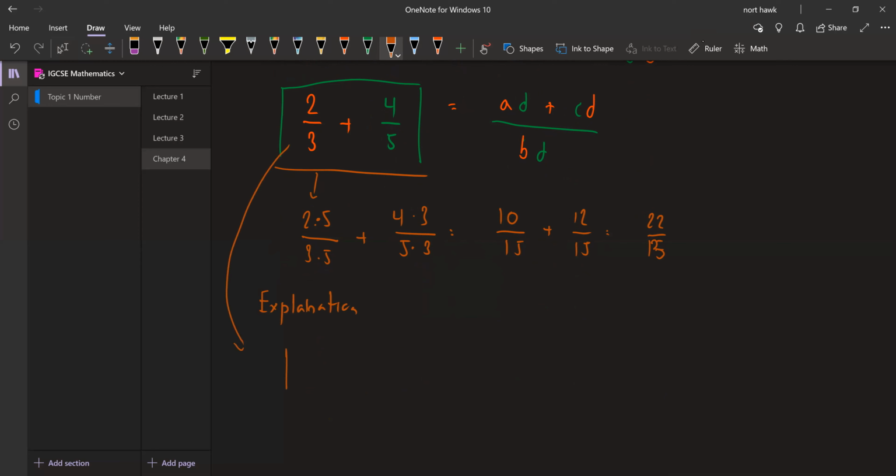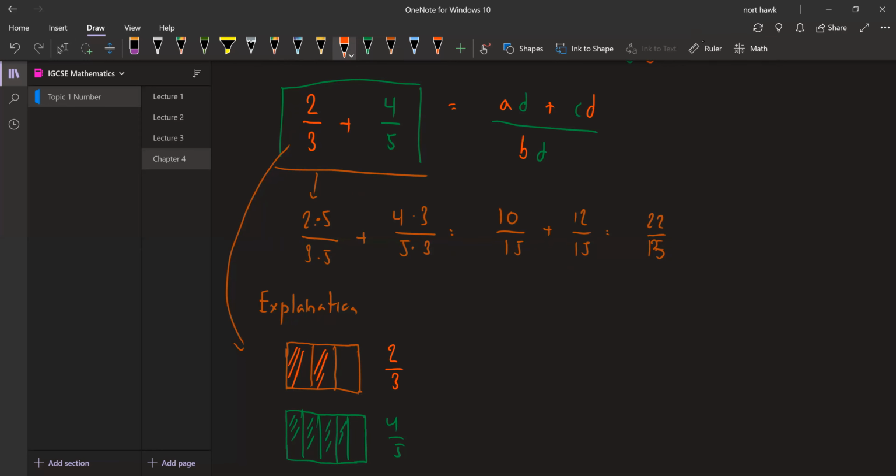Let's say you have a box and it's divided into 3 portions, out of 3 of them. And another box, which is of equal size, but for this one here, it is divided into 5, and 4 of them are taken. So this is 4 over 5. Over here, it's 2 over 3.